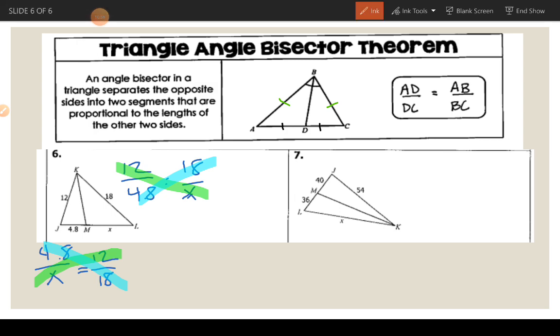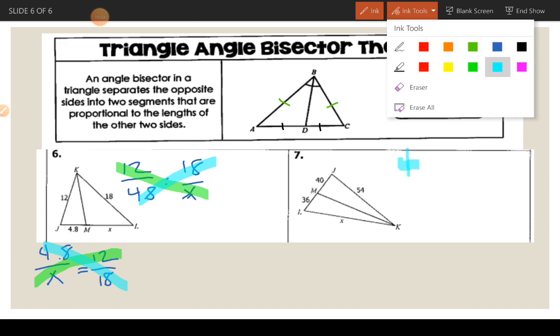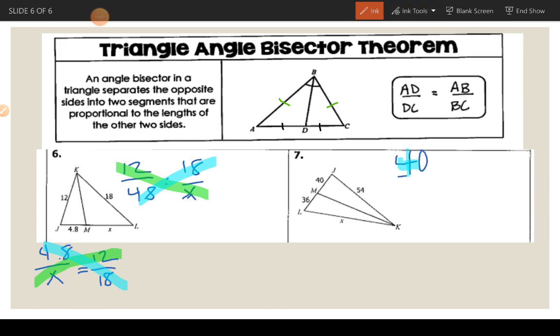Here I'm going to do, oops, wrong pen tool. 40 over 36 is equal to 54 over x. Again, just make sure you're pretty consistent with everything that you do.